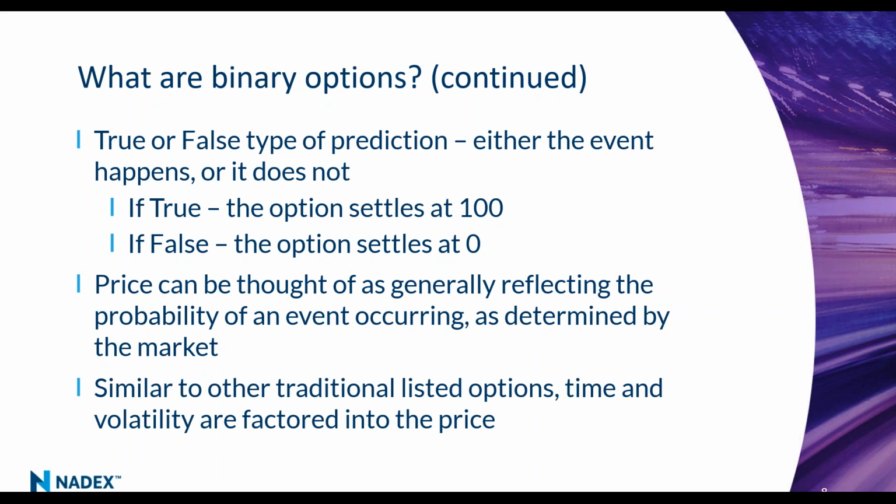Now, if you trade other listed options or binary options, things like time to expiration and volatility definitely get factored into the price of a binary option. If there's a lot of time left for expiration, because there's so much time and anything can happen in that time, the price of the option is going to reflect the probability or the possibility that things could change between now and expiration. And if there's a lot of volatility, that too will impact the likelihood of an event being true or false. So hopefully that made sense.